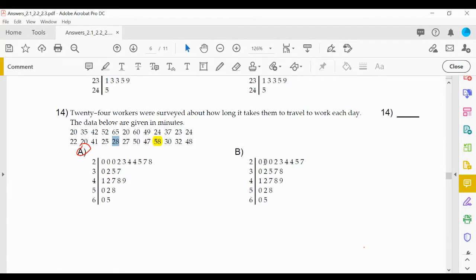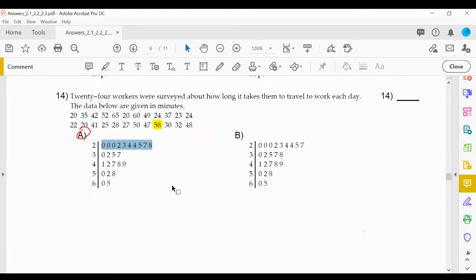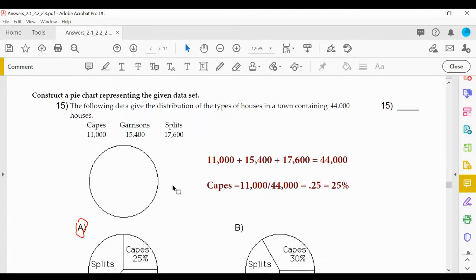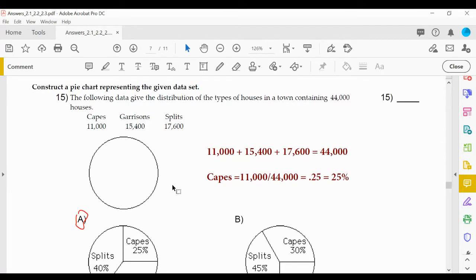Now notice this doesn't have an 8 here. This B is saying there is no 28, but I see it right there. So that's why the 2 and the 8. That was a discrepancy between these and these. All right, one had a 28 and one did not. That's why it's letter A and not letter B. I shouldn't have highlighted the 58.